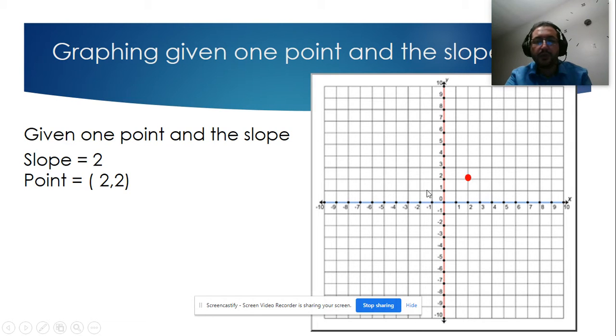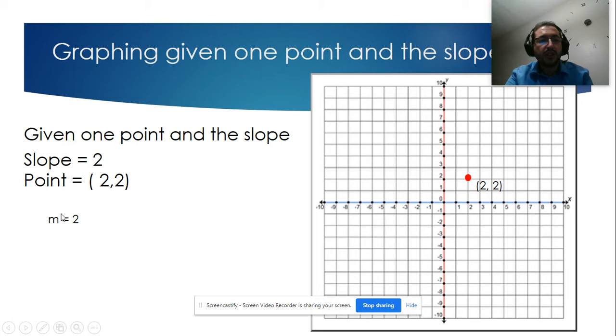So the first step will be to plot the point. (2, 2) will be right here. Always go first the x and then the y. So (2, 2) is this point. Now, using the slope, I'm going to find the next point in order to graph.